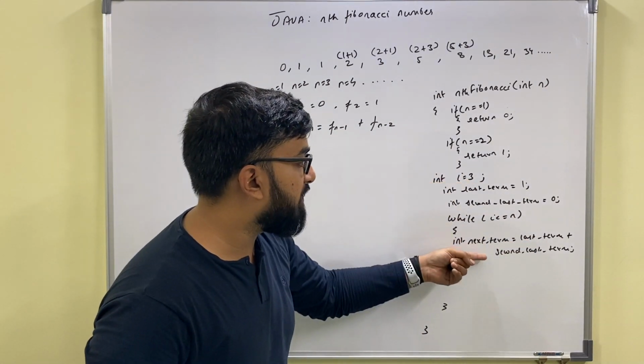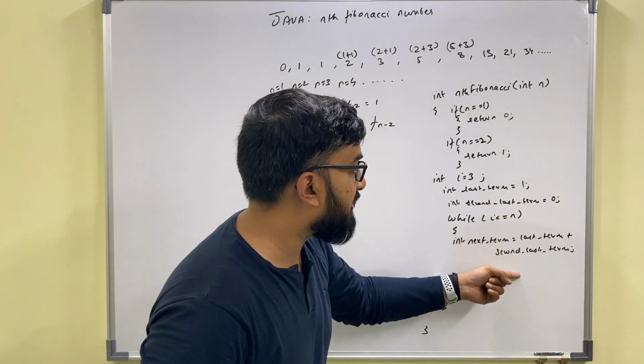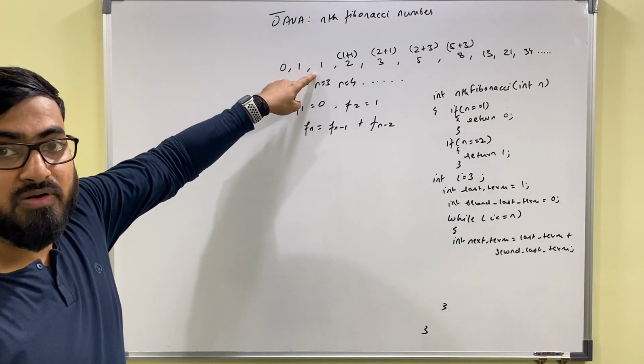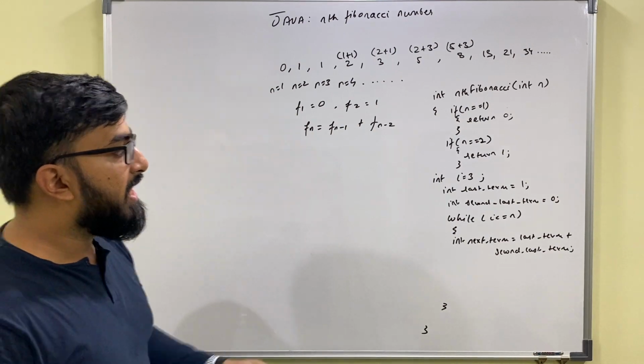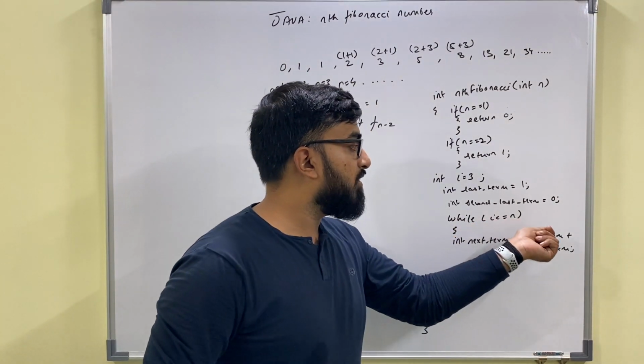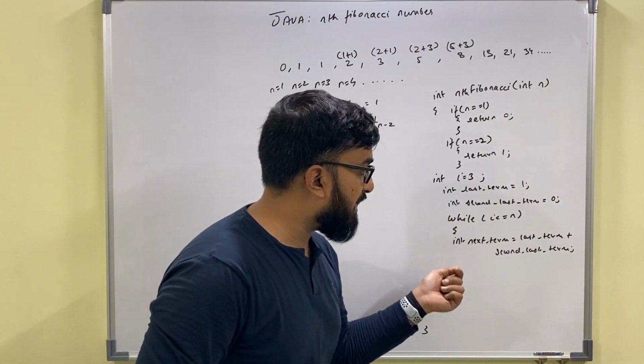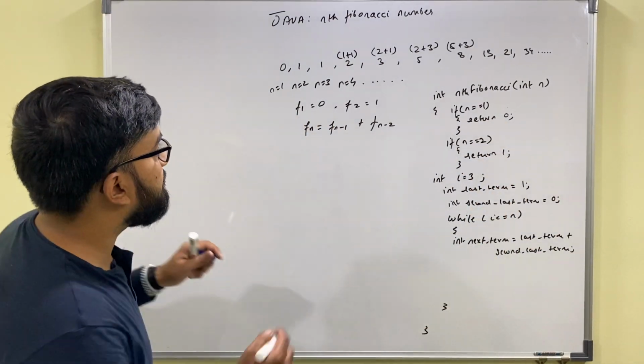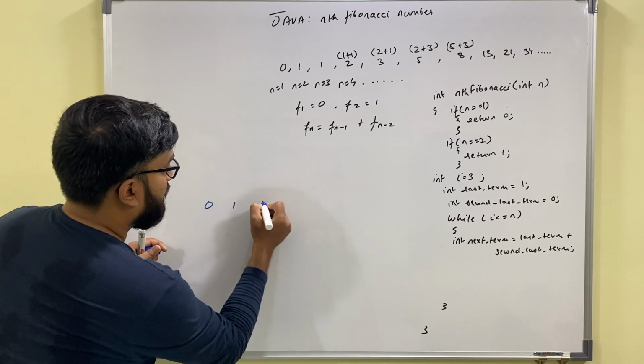So for I equal to 3, next term is going to be last term plus second last term, 0 plus 1, which is going to be this 1. And I is iterating all the way to n, which will help us to calculate the nth term. So let me write the series again here. So I say 0, 1, 1.